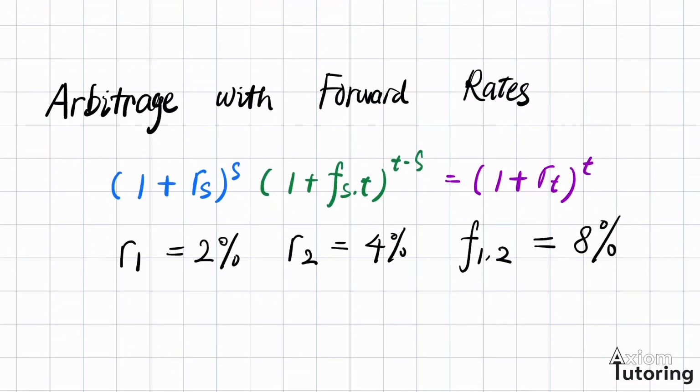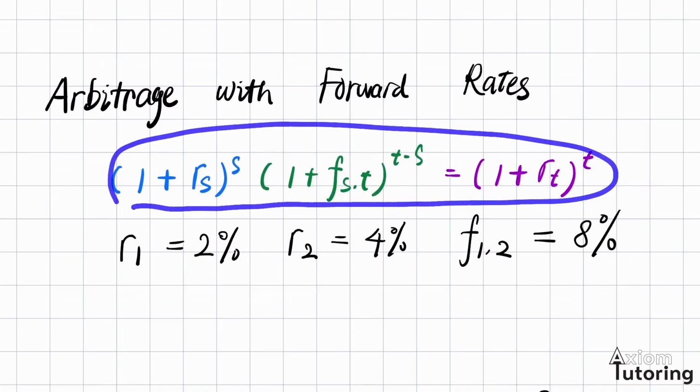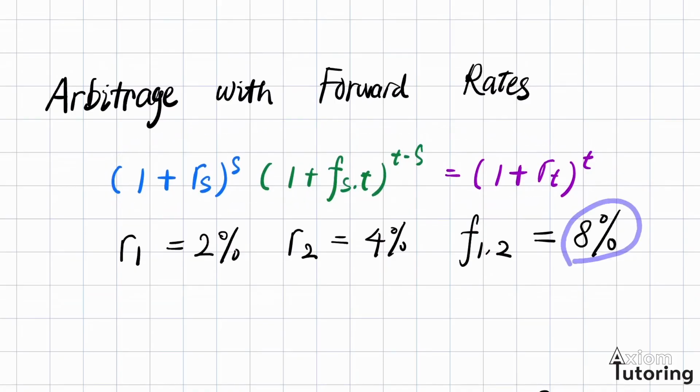So let's suppose R1, the 1 year spot rate, is 2%, and R2 is 4%. Now we're given a forward rate from year 1 to year 2 at 8%. We will first check if this forward rate is fairly priced or mispriced. Let's use this equation to check if 8% is the fairly priced forward rate. Let's just plug in the numbers.